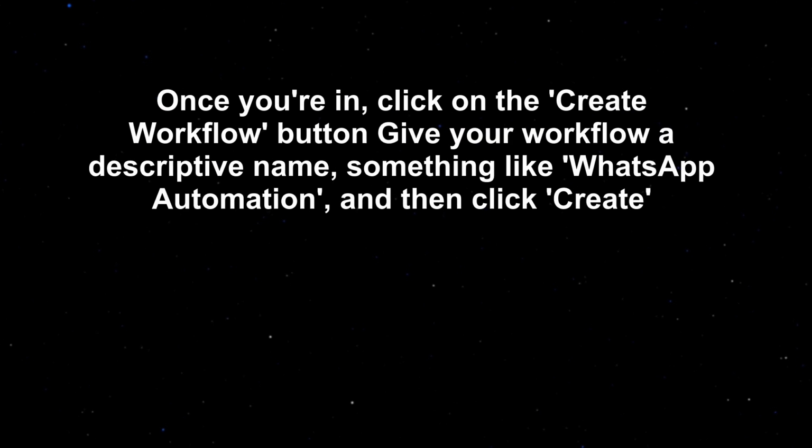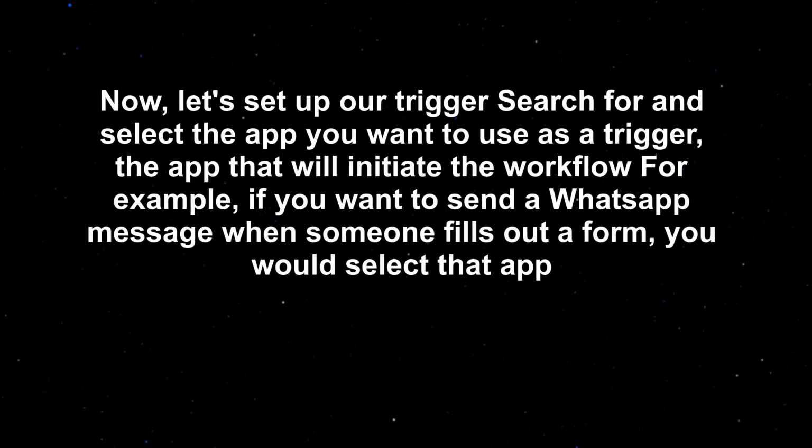Once you're in, click on the Create Workflow button, give your workflow a descriptive name, something like WhatsApp Automation, and then click Create. Now, let's set up our trigger. Search for and select the app you want to use as a trigger, the app that will initiate the workflow. For example, if you want to send a WhatsApp message when someone fills out a form, you would select that app.